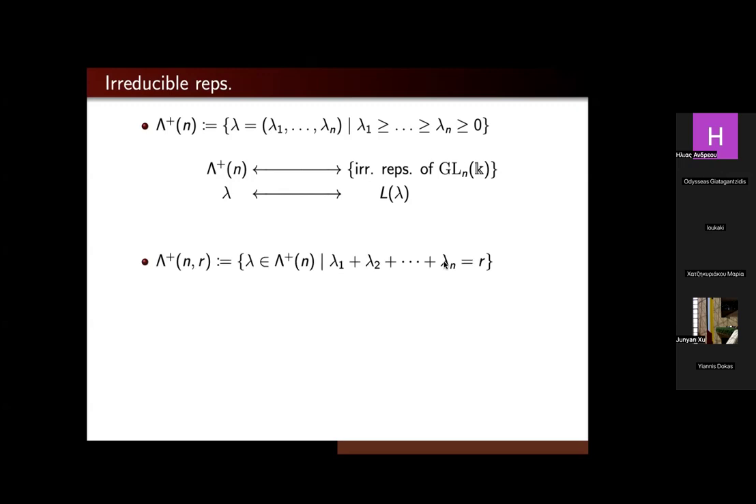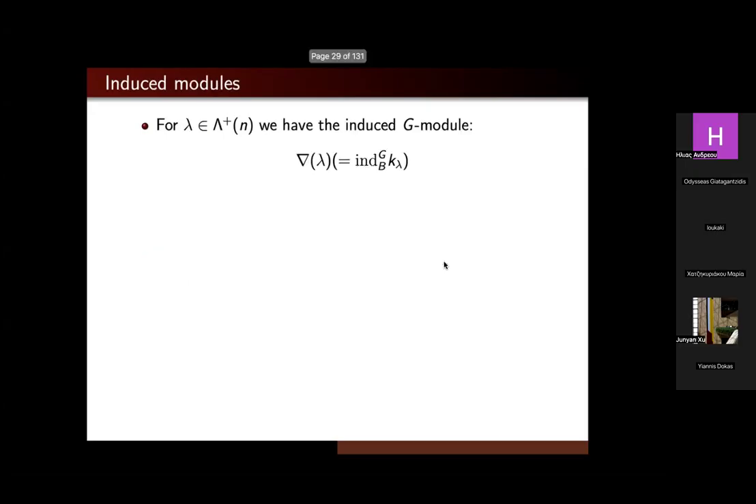Now, if you want to check homogeneous stuff and you are really interested in taking only a corner where the lambda i's add up to R, then you will have a correspondence between the irreducible representations of GLN of degree R and all the partitions that add up to R. That's all that concerns the irreducible representations.